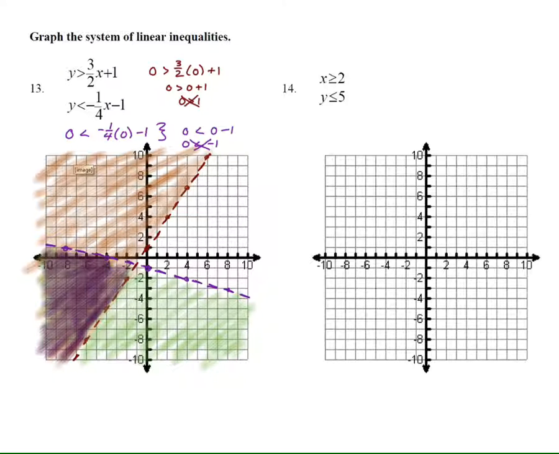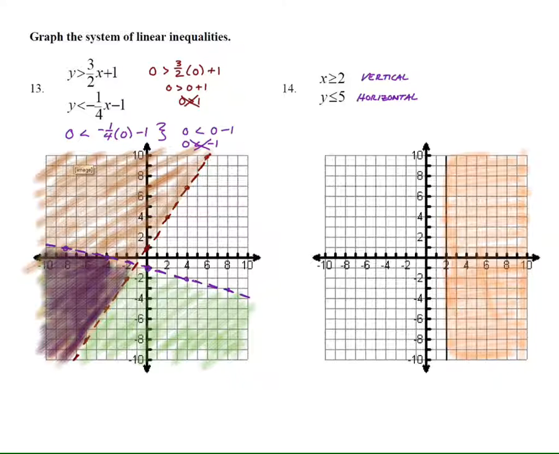For number 14, these are what we would call a special case of a line, either a horizontal or a vertical line. The way I remember is x is always a vertical line, because to draw a vertical line I go right or left first, and that would be a vertical direction if I connected that with a line, and y would be horizontal. So I'm going to draw my vertical line first. So I go to +2 on the x-axis and draw a vertical line. And that vertical line should be solid because it's greater than or equal to.